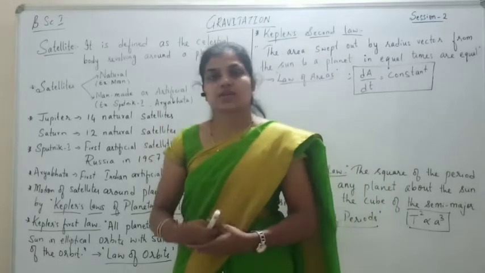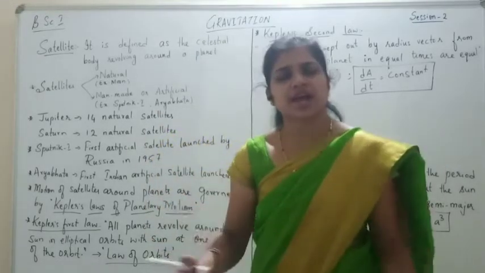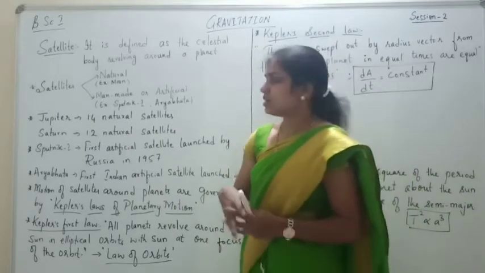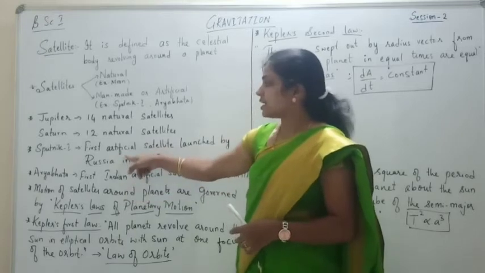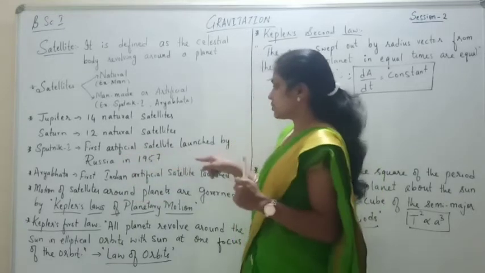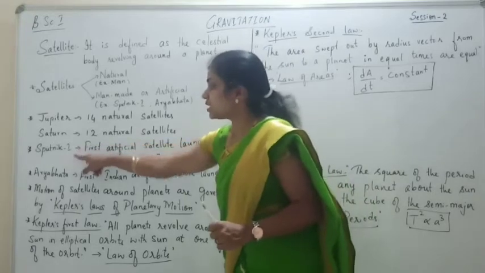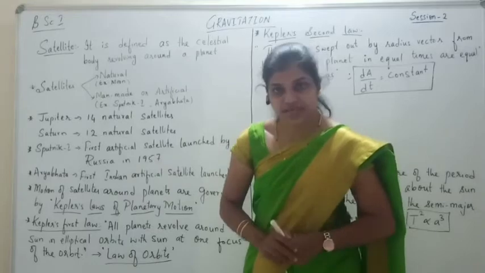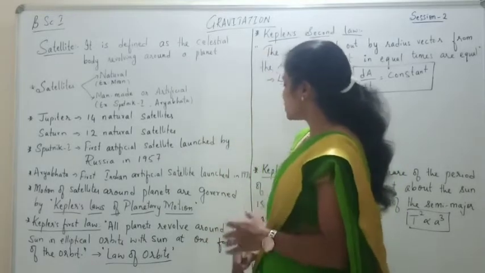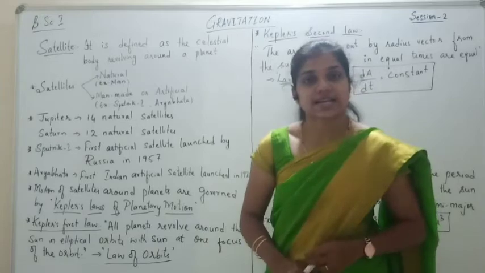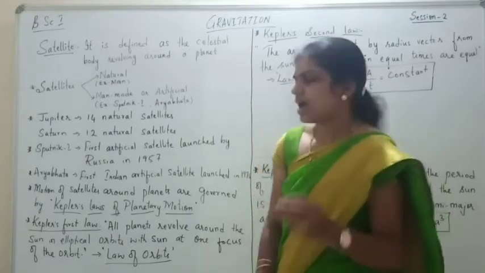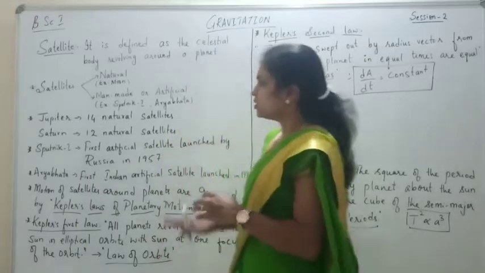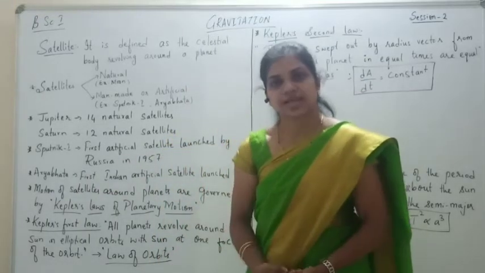What about the man-made or artificial satellites? There are many artificial satellites launched by man into space. The first ever satellite which was launched into space was Sputnik 1, which was launched by Russia in the year 1957. India launched its first ever artificial satellite in 1975, and the name of the artificial satellite was Aryabhatta.